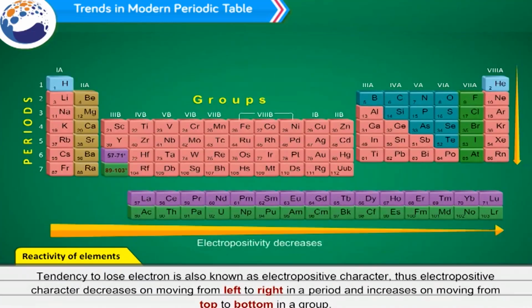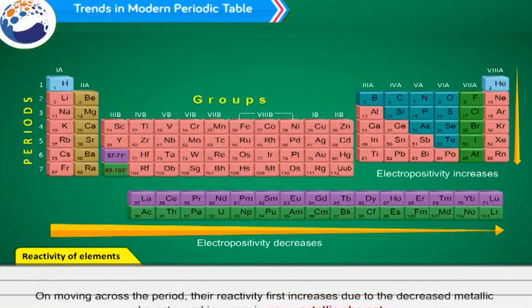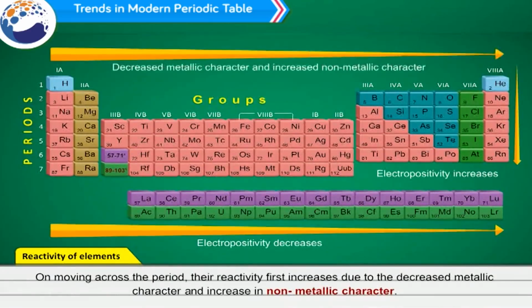Tendency to lose electrons is also known as electropositive character. Thus, electropositive character decreases on moving from left to right in a period and increases on moving from top to bottom in a group. Reactivity of nonmetals decreases down the group because of the increased atomic size, and the tendency to gain electrons decreases. On moving across the period, their reactivity first increases due to the decreased metallic character and increase in non-metallic character.